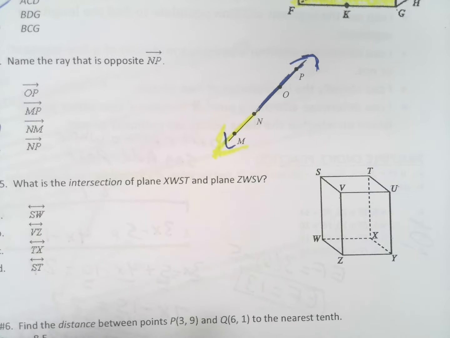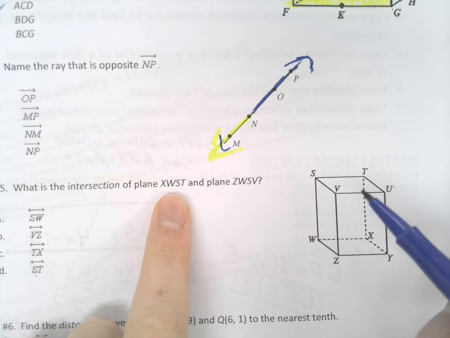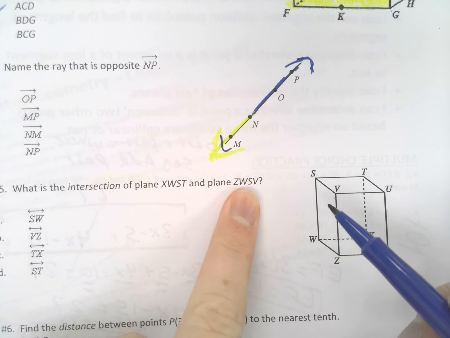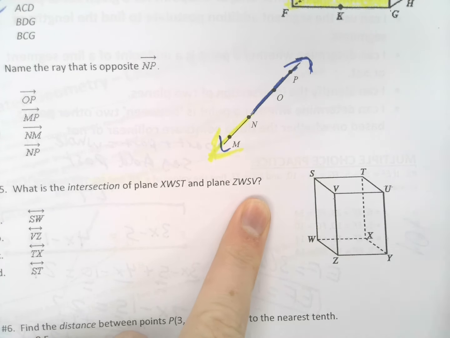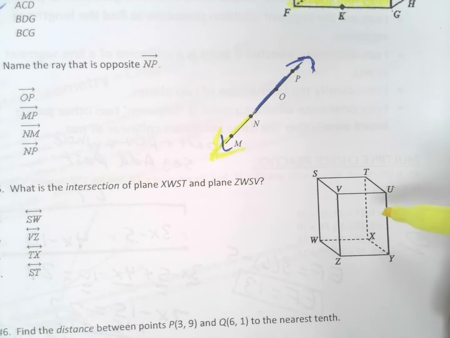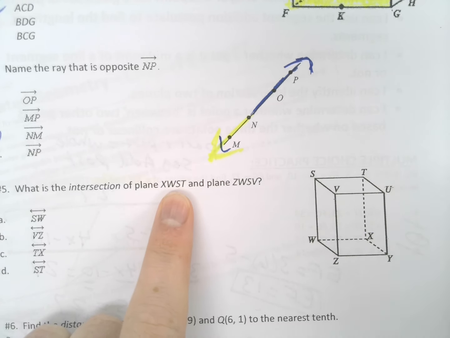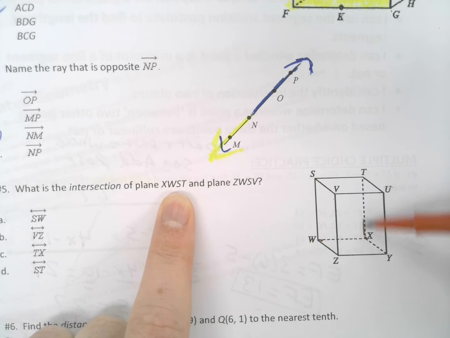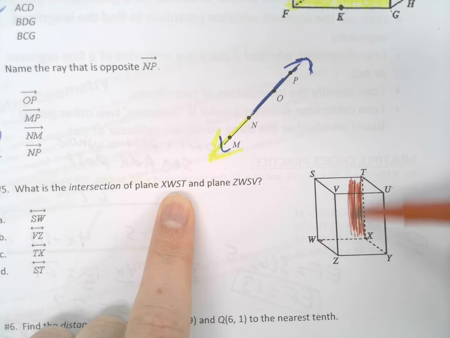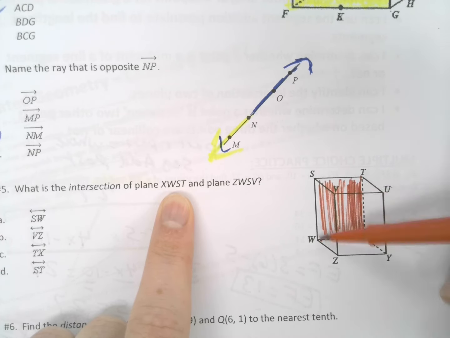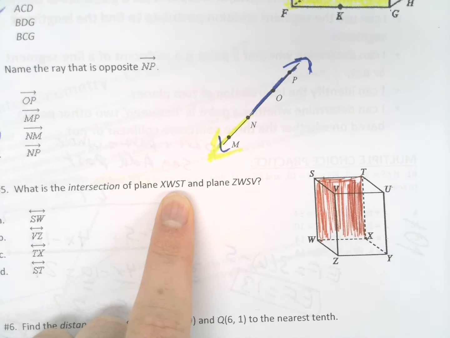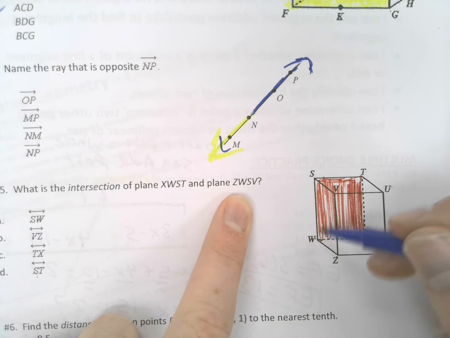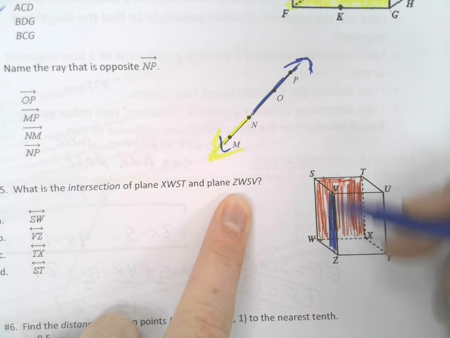Back to 3-dimensional objects. Name the intersection of plane XWST and plane ZWSV. And I would encourage you guys to do kind of like what I'm doing. If you have a hard time kind of seeing 3-dimensional objects, highlight these planes to help yourselves out. I'll go red and blue here. So XWST, XWST. Okay, that is SWXT. That is right here. And ZWSV. ZWSV. Oh, that would be right here.